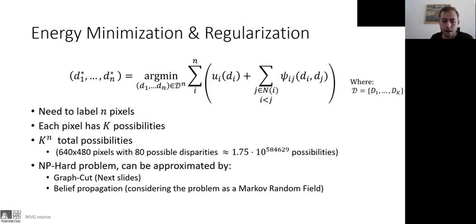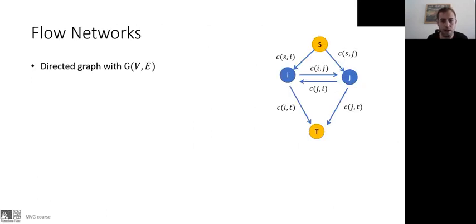One way is to use graph cut that we'll see in the next slides, and another way is to use belief propagation that considers the problem as a Markov random field. So today we'll talk a bit about graph cut. Some of you already talked about it in the computer vision course at Weizmann, but we will go over it again.